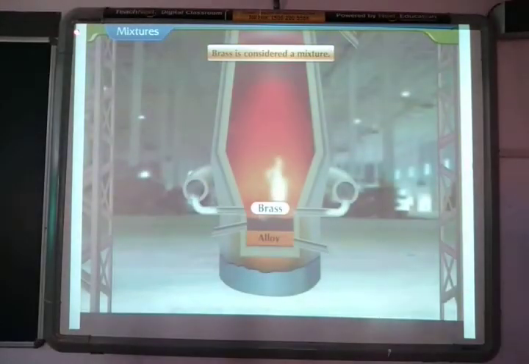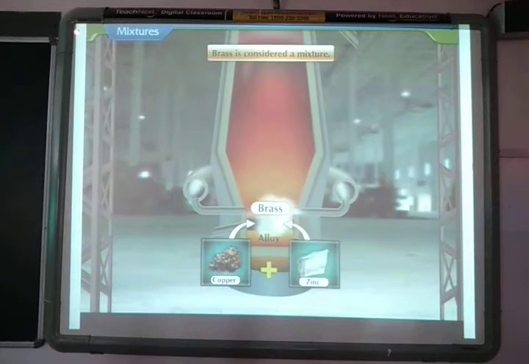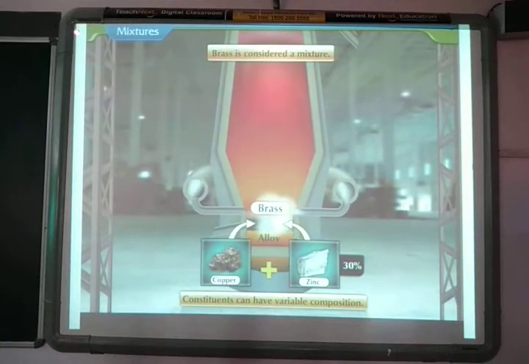Brass is considered a mixture because it shows properties of its constituents, copper and zinc, and the constituents can have variable composition. The amount of zinc in brass is approximately 30% and that of copper is approximately 70%.